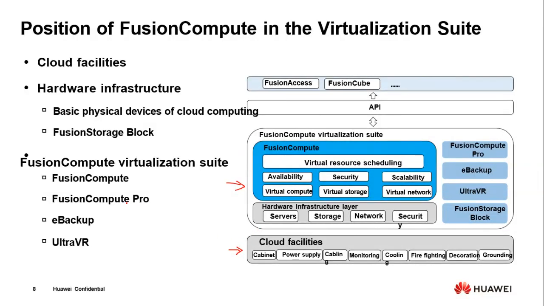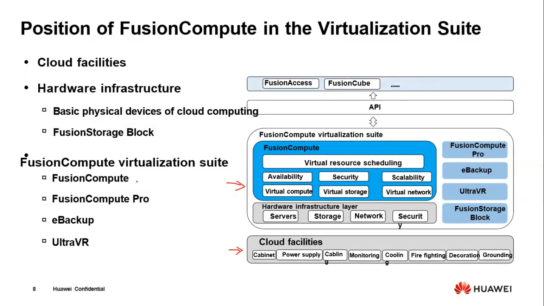Okay. So what do we do with the physical devices here? It provides cabinet, power supply, cabling, monitoring, cooling, firefighting, decoration, and grounding. So these are some of the things we can get from cloud facilities. That's the first section.